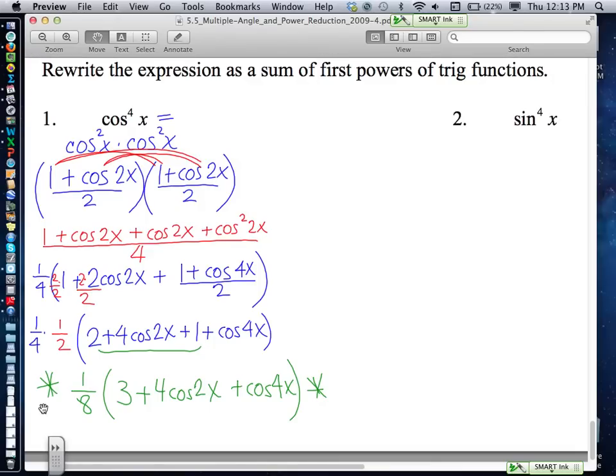All right, let's try another problem. Let's try sine to the 4th. So now sine to the 4th, we're going to write that as sine squared x times sine squared x. And now we have a power reduction formula for that. Look on your sheet and make sure you have the right formula. Tell me what I should write here for sine squared.